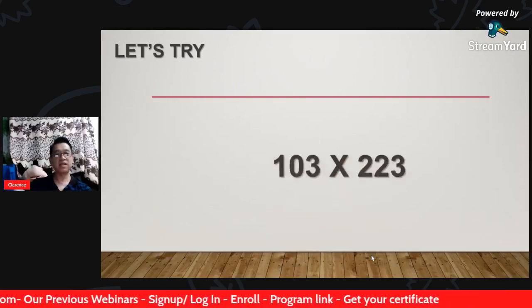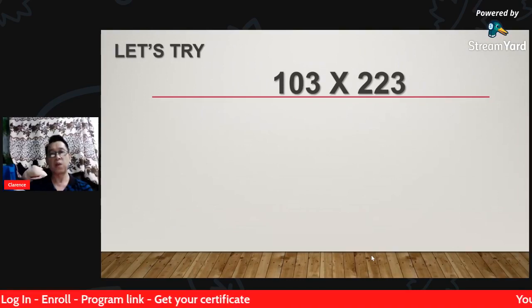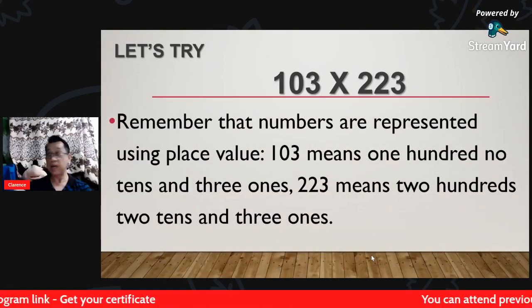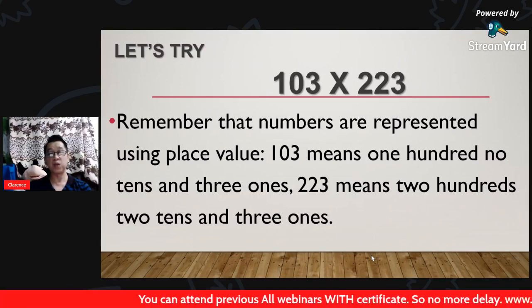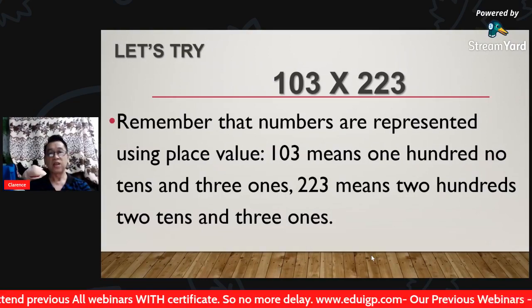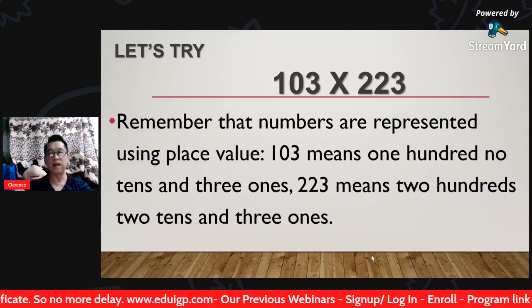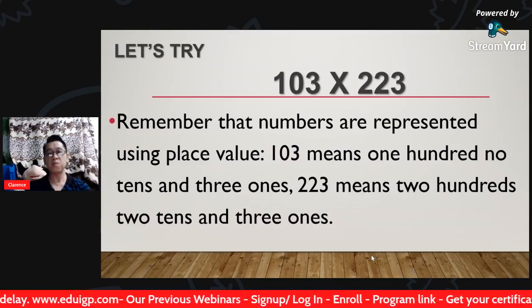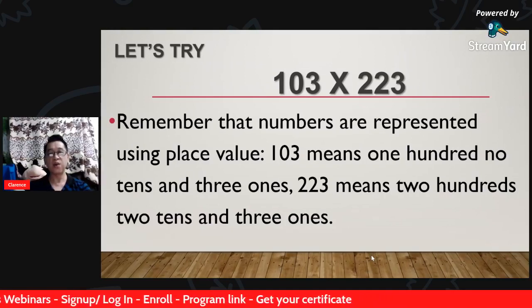Okay, let us have another example. 103 times 223. Again, remember that numbers are represented using place value. 103 means 100, but no tens since it is 0, and 3 ones. 223 means 2 hundreds, 2 tens, and 3 ones.